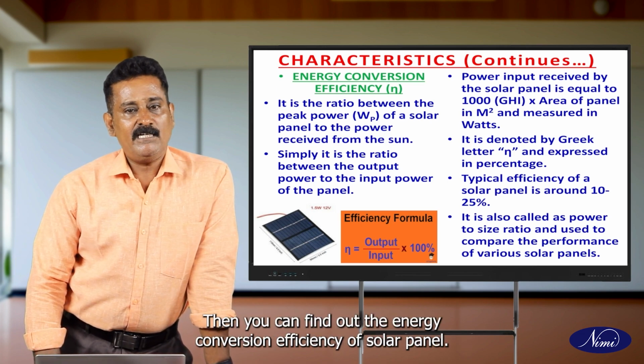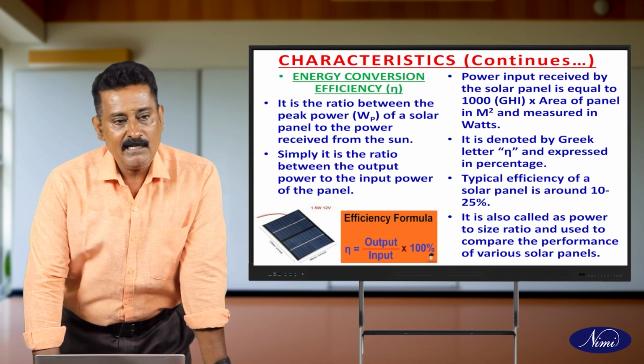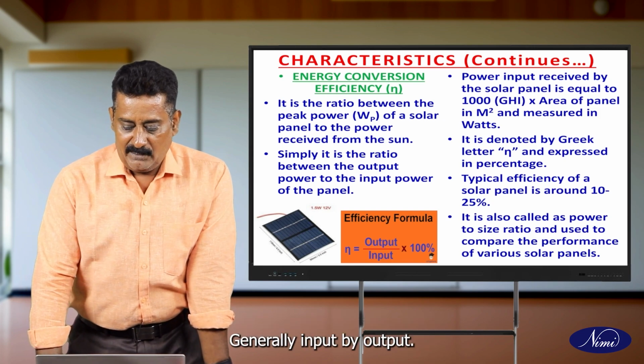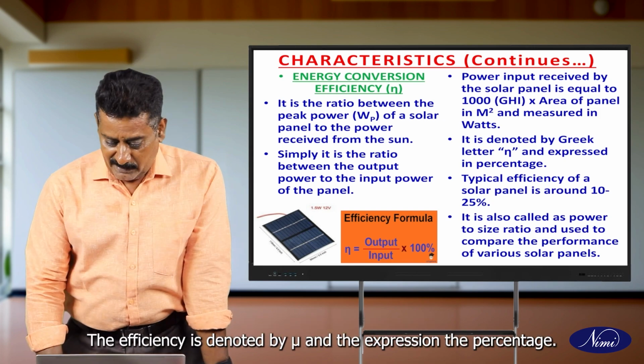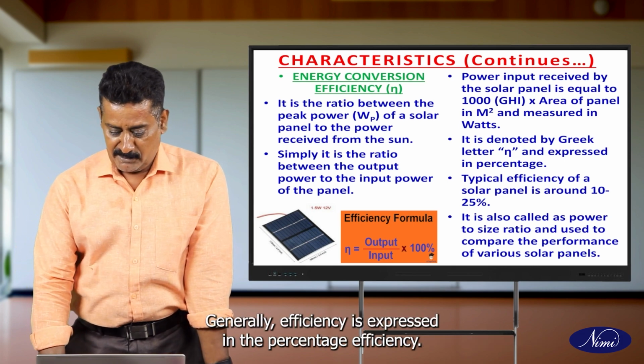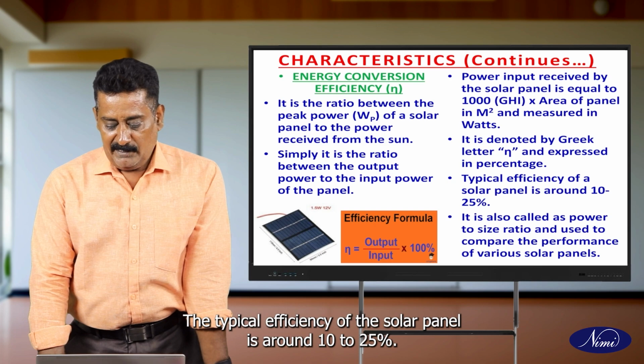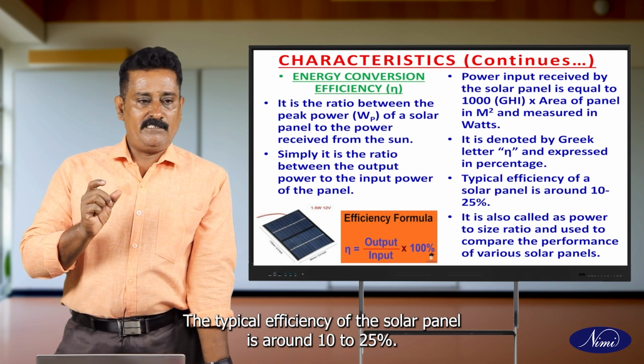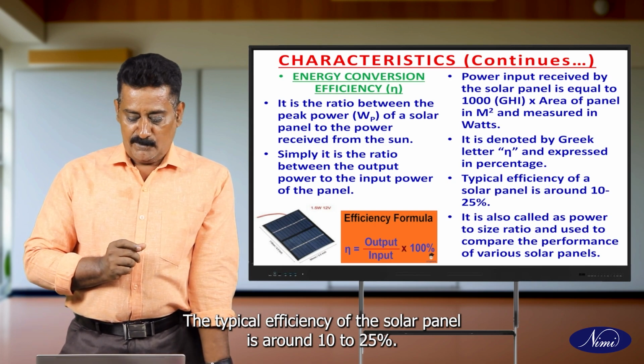Then you can find the energy conversion efficiency of the solar panel, generally output divided by input. The efficiency is denoted by the Greek letter eta and expressed as a percentage. The typical efficiency of a solar panel is around 10 to 25%.